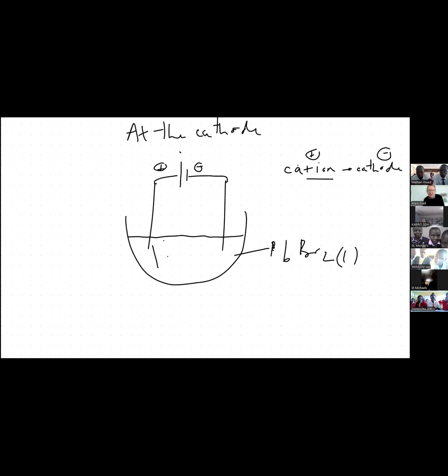The anions, therefore, are negative, and they go to the anode, which must be positive. So this is the anode over here, and this is the cathode over here. Okay? So let's move up a little bit and work out what's actually happening in here.